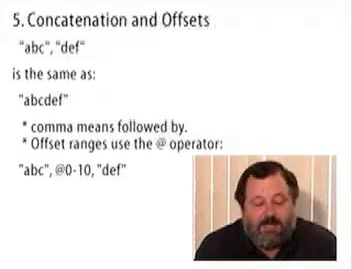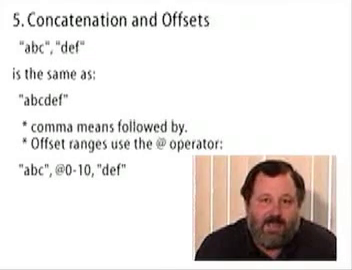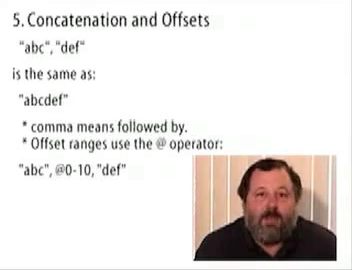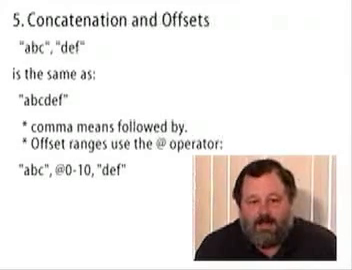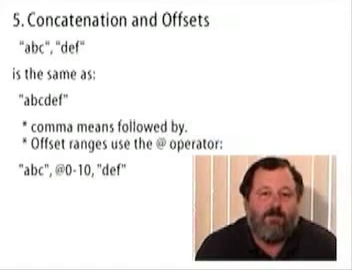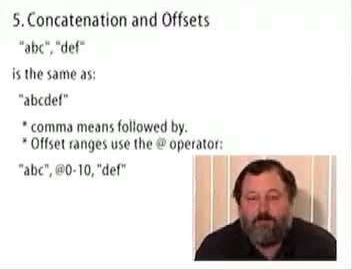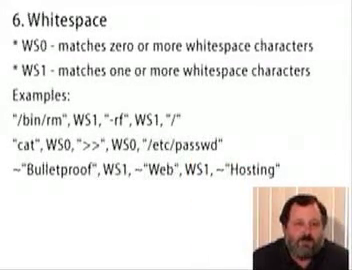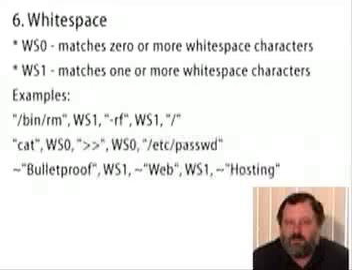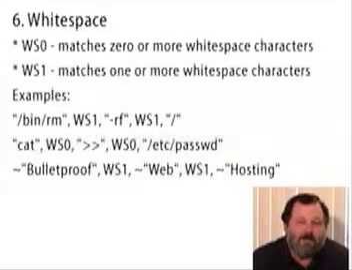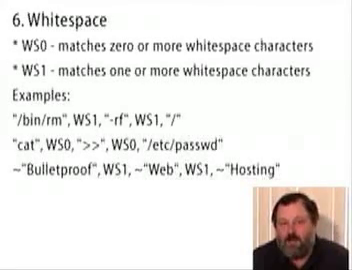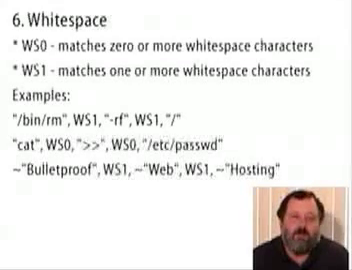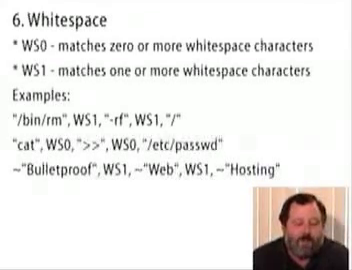The example shown, ABC, and then the @ 0-10: the @ sign is the offset operator, specifying in this case that the string DEF must occur anywhere within a range of an offset of 0 to 10 bytes after ABC. CVDL contains two special operators, WS0 and WS1, designed to match an indefinite sequence of whitespace characters. In this case, whitespace is defined as a blank, a tab, or a backslash followed by a new line, which is a kind of whitespace used to continue to the next line in a Unix shell script.